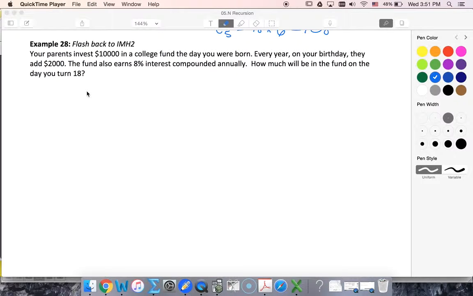Hello, students. Some of you might remember this problem from IM2. The way that we looked at this problem last year was using geometric sequences, but let's talk about it this time with a recursive formula.